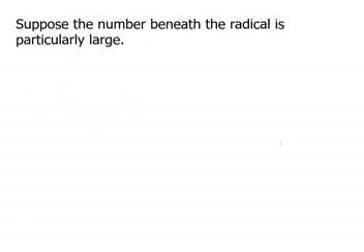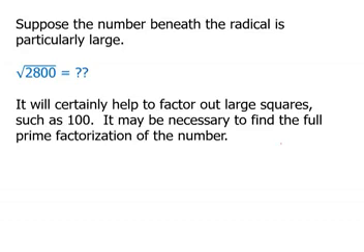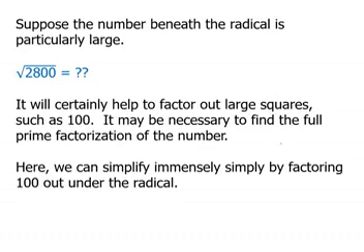Suppose the number beneath the radical is particularly large. Suppose we have to find the square root of 2,800, for example. It certainly will help to factor out larger squares, such as 100. It may be necessary to find the full prime factorization of the number. Here we can simplify immensely simply by factoring 100 out of the radical.